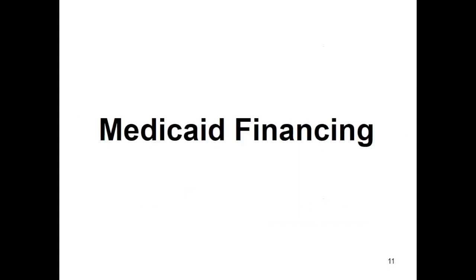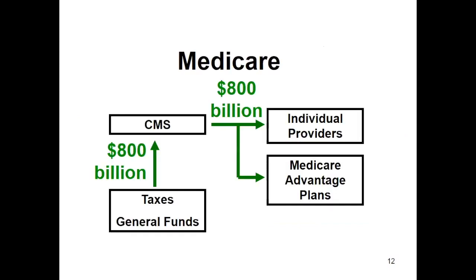Let's talk a little bit about Medicaid financing. First though, again, let's talk about Medicare. About $800 billion is spent nationally by the federal government. And so the taxes that people pay in general funds of the government goes to the Department of Health and Human Services and CMS. That then gets doled out through traditional fee-for-service Medicare to individual providers and health systems. And also, as was talked about in the Medicare presentation, CMS will also capitate Medicare Advantage plans to provide care for those who enroll in Part C.